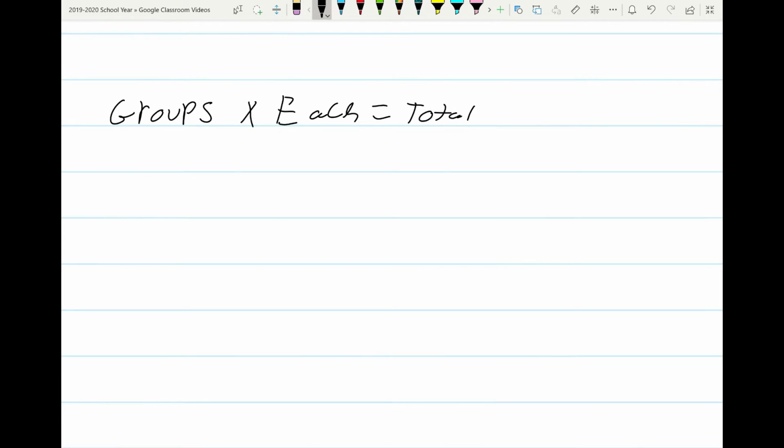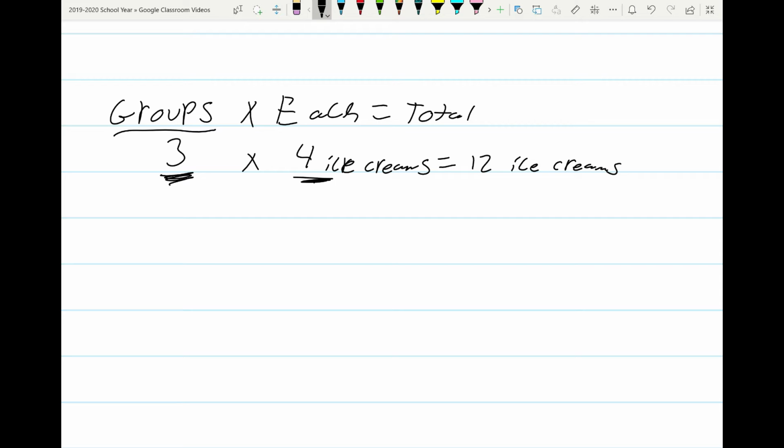So for an example, I have 3 people and I have 4 ice creams. Okay, then that means my total will be 12. I have 3 people, or 3 groups. I have four ice creams for each person, each group. So that means in total I have 12 ice creams, okay? So that's what that means, all right?